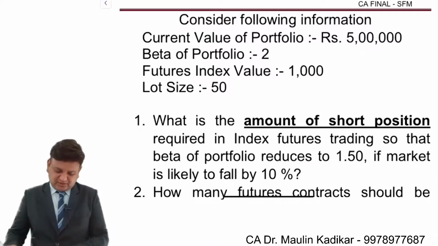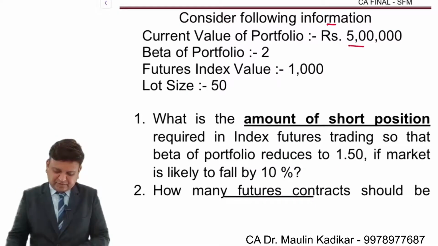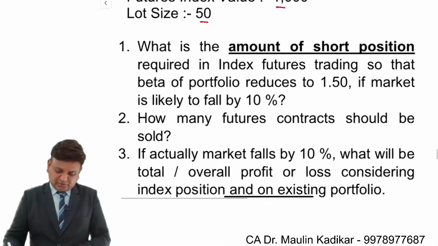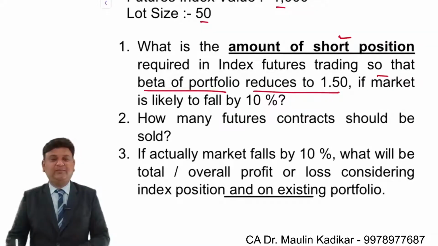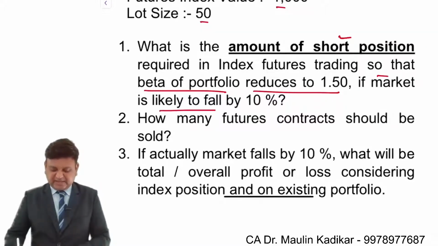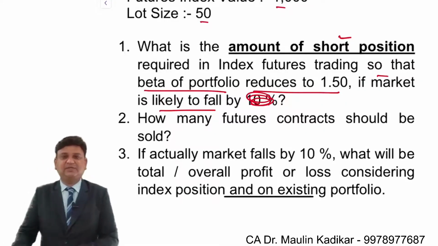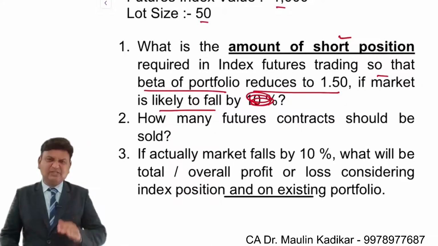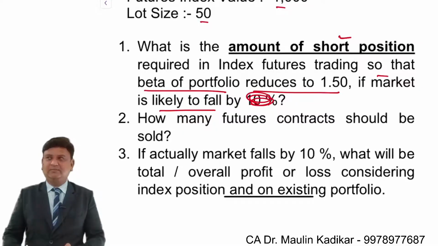Let us have further discussion. Consider the following information: current value is 5 lakhs, beta is 2, index is this. What is the amount of the short position required in index futures so that the beta of the portfolio reduces to 1.5, if the market is likely to fall by any percentage? So this question is quite different from the earlier questions that we did.